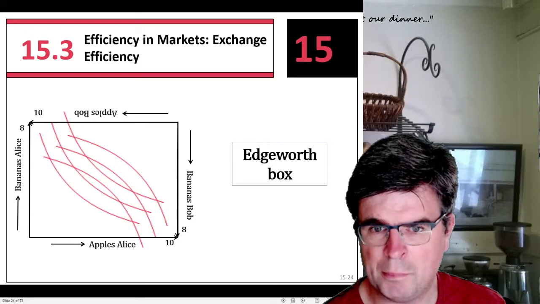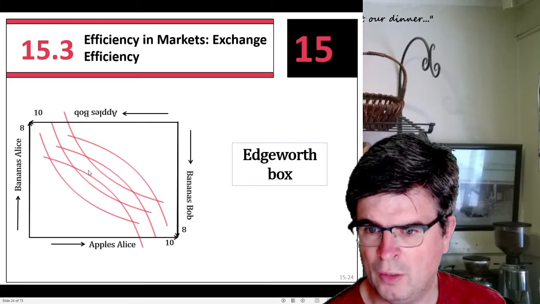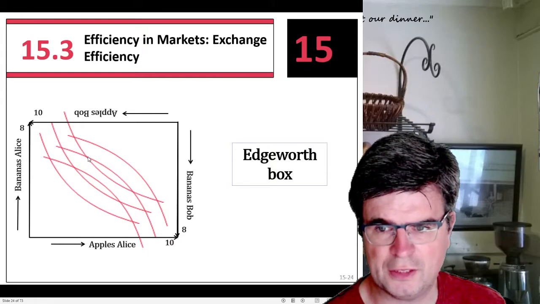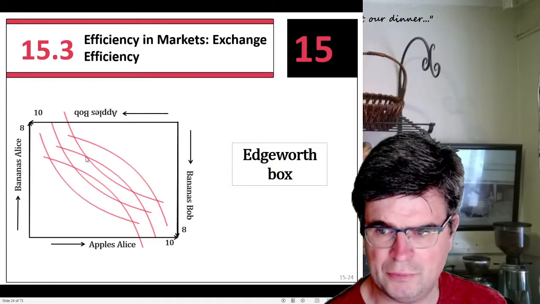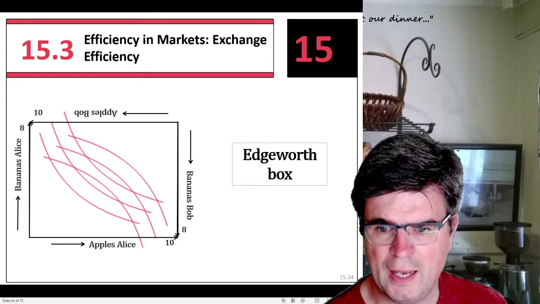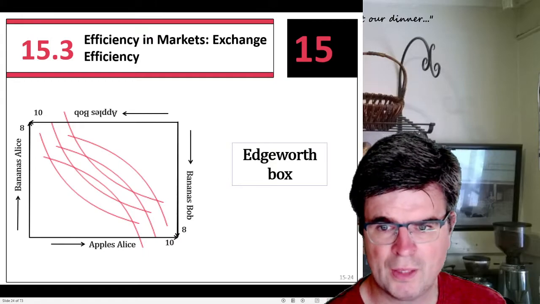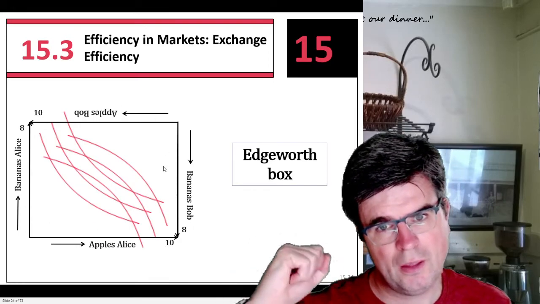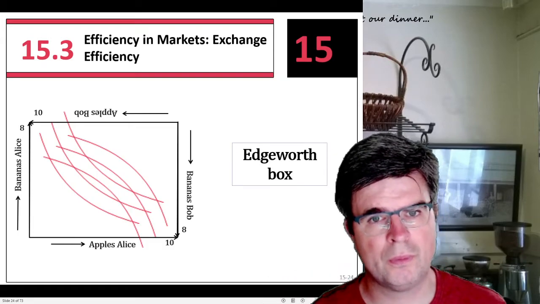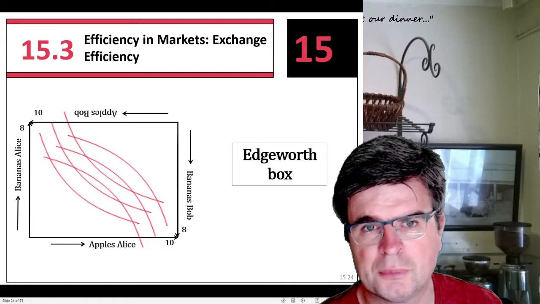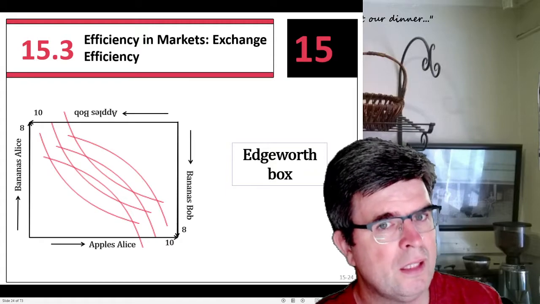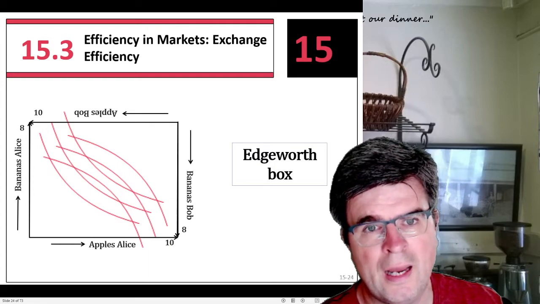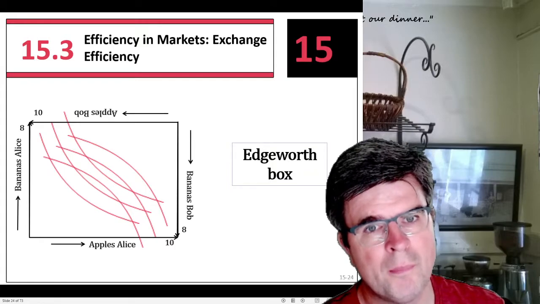And if you would be at a point, say, somewhere over here, you would have Alice with 4 apples and say 6 bananas, and Bob has the remaining, so he will have 2 bananas and 6 apples. So for all the points in this box, you can just make dots, and each dot will represent an allocation of apples and bananas between Alice and Bob. And that allows us, together with the indifference curves that are shown, to say which of these allocations, which of the dots, are Pareto efficient.